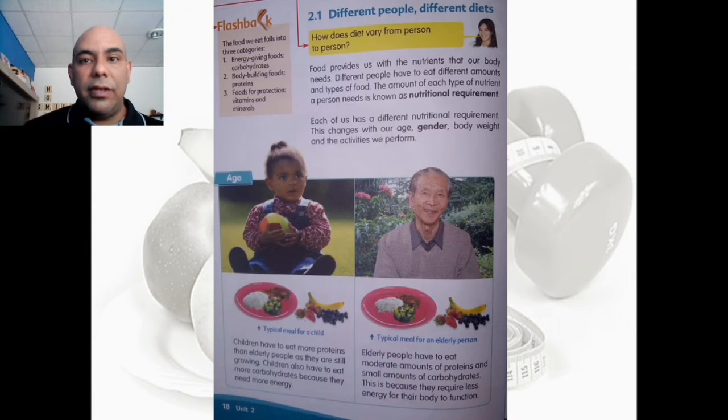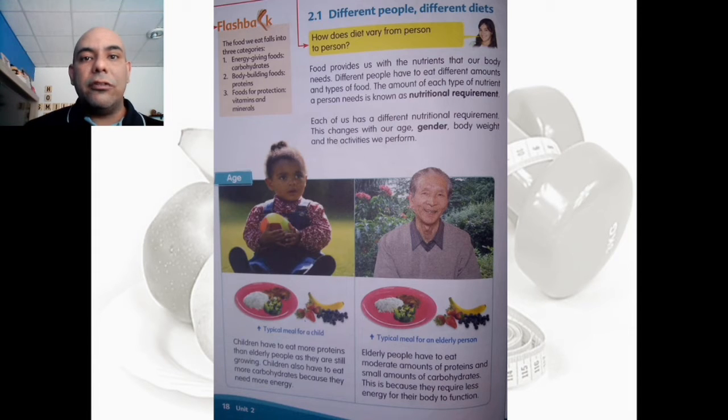On page 18, we have different people, different diets. How does diet vary from person to person? Well, as it says in the book, food provides us with nutrients that our body needs. Different people have to eat different amounts and types of food. The amount of each type of nutrient a person needs is known as nutritional requirement.